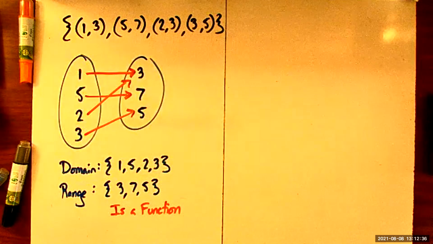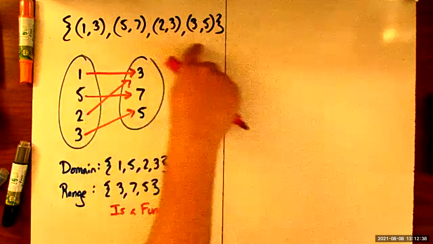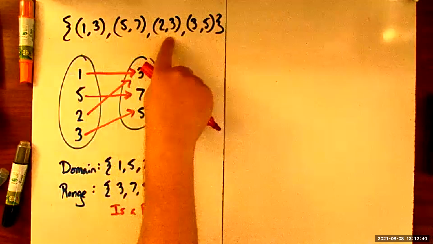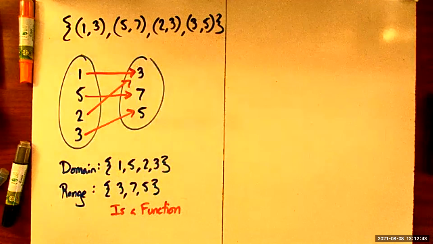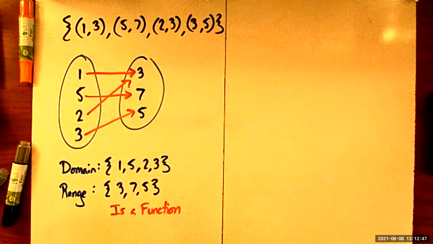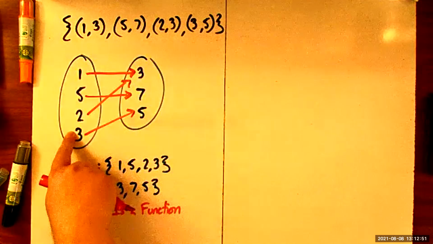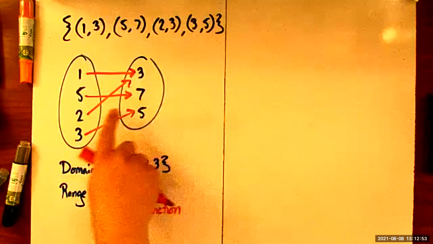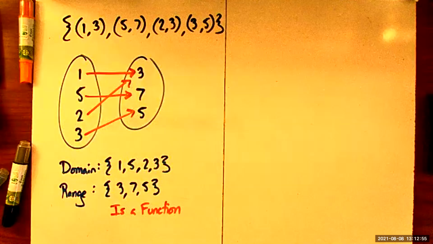Thinking of the vertical line test, if we were to plot these points, the (1, 3) and the (2, 3) would not be on the same vertical line. They'd be on the same horizontal line, but not the same vertical line. But really, we have all of these inputs giving us outputs, and none of the inputs are repeated. If we ever have repeated inputs, that tells us that it is not a function.